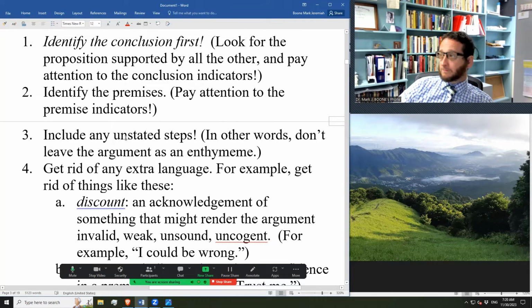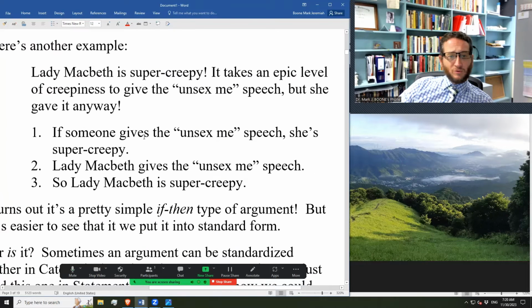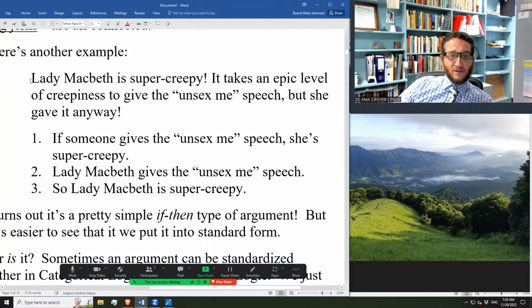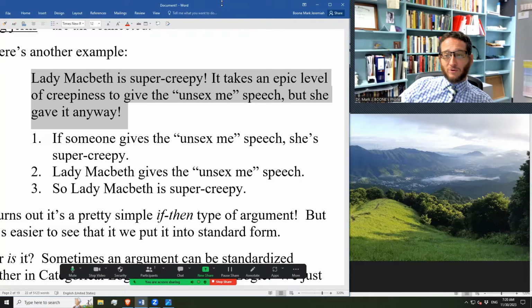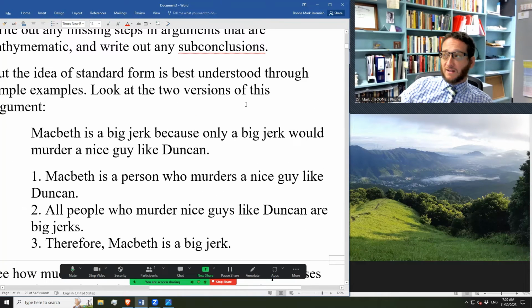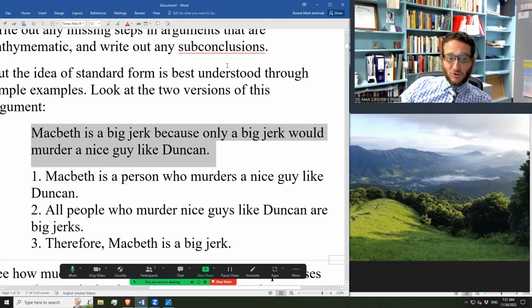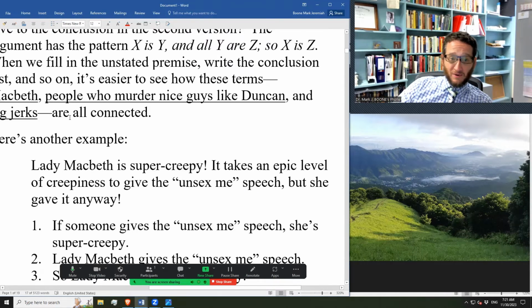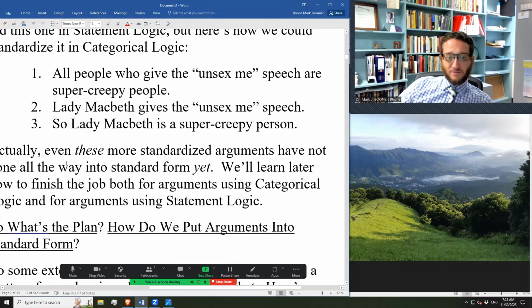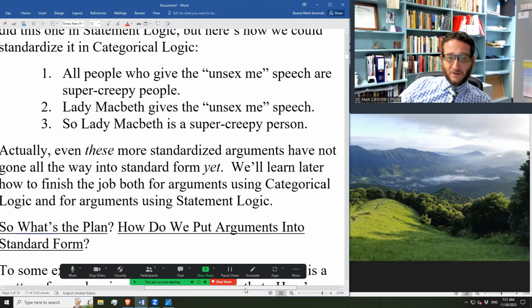If I tell you, let's go back to our examples. Actually, this was not given as an enthymeme, was it? Lady Macbeth is super creepy. Conclusion. It takes an epic level of creepiness to give the unsex me speech, but she gave it anyway. Okay. That is not an enthymeme. Both premises were stated, the conclusion was stated, but this one was an enthymeme. Macbeth is a big jerk because only a big jerk would murder a nice guy like Duncan, and the explicit statement that Macbeth did murder Duncan is not given in this form of the argument. You have to spell it out when you make it, when you put the argument into standard form.